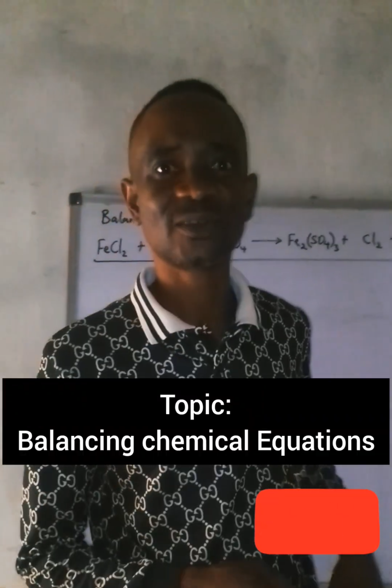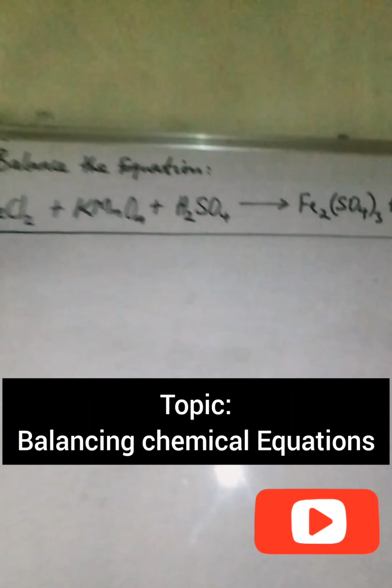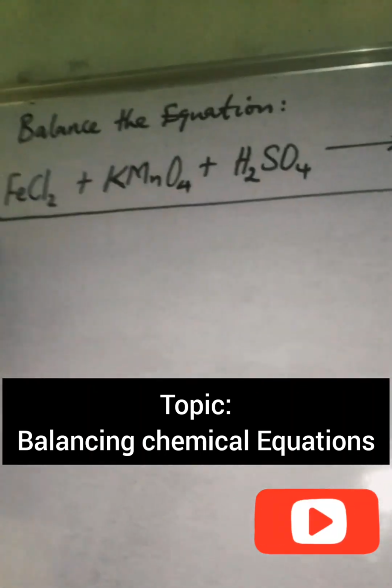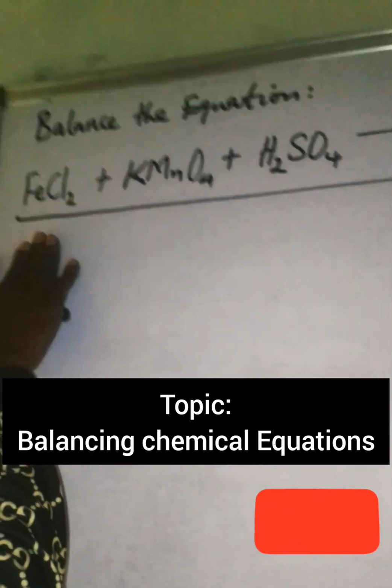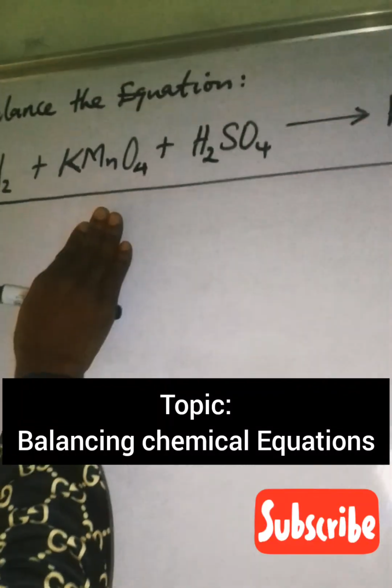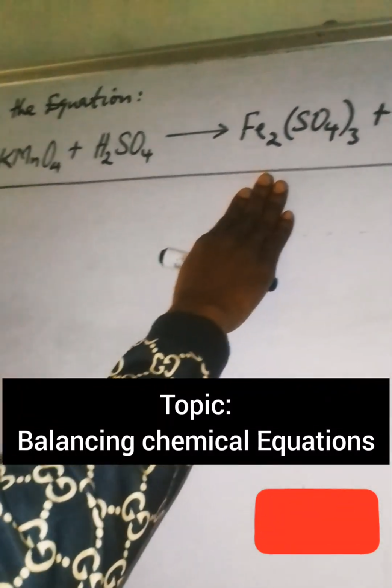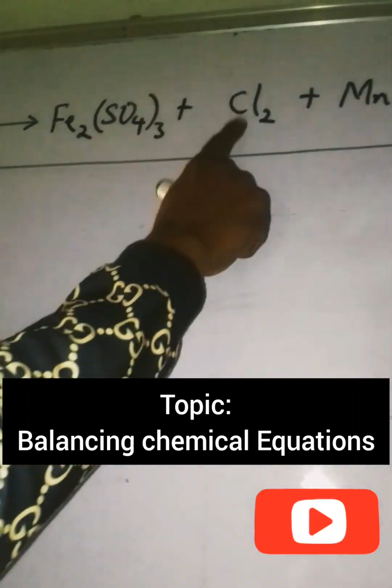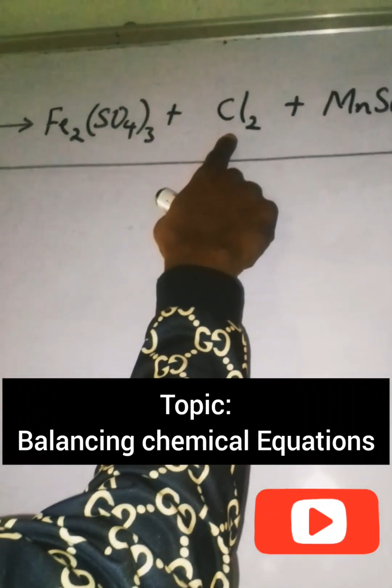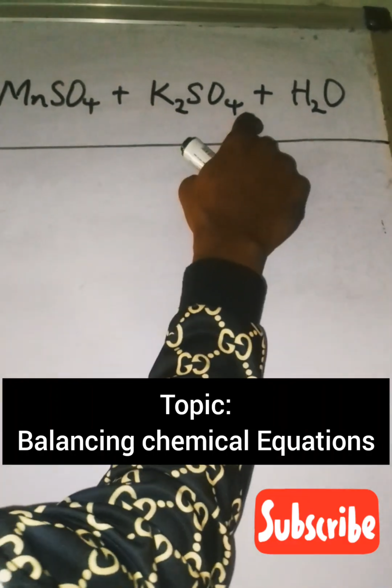We are still on balancing of chemical equation. If you look at this equation, it's a very long one. It says balance the equation where iron 2 chloride reacts with potassium tetraoxomanganate 7 plus tetraoxosulfate 6 acid plus iron 3 tetraoxosulfate 6 plus chlorine plus manganese 2 tetraoxosulfate 6 plus potassium tetraoxosulfate 6 plus water. So these three react to yield these 1, 2, 3, 4, 5.